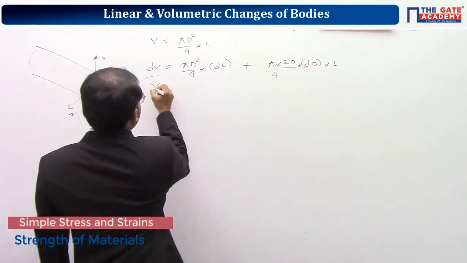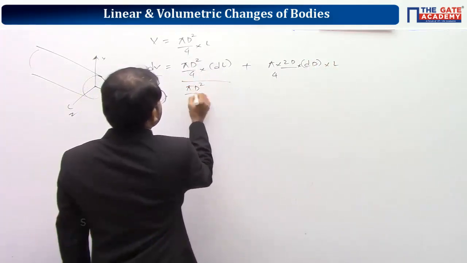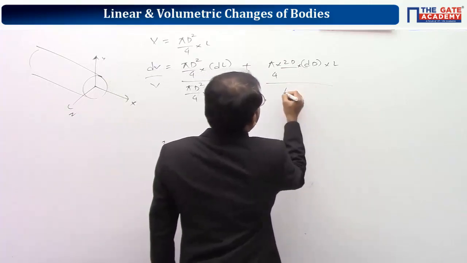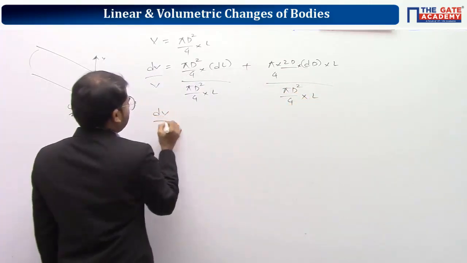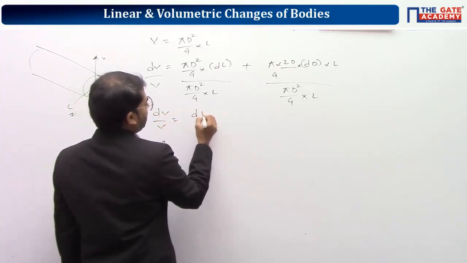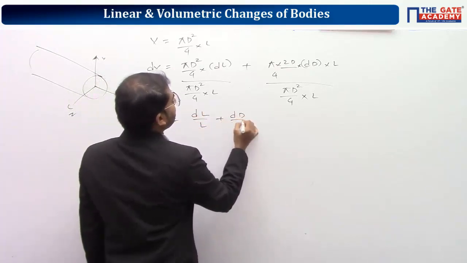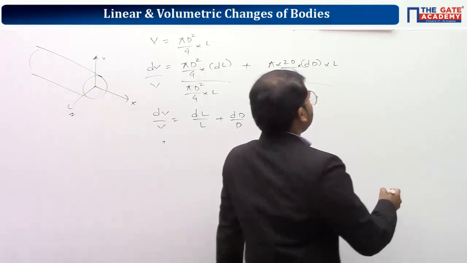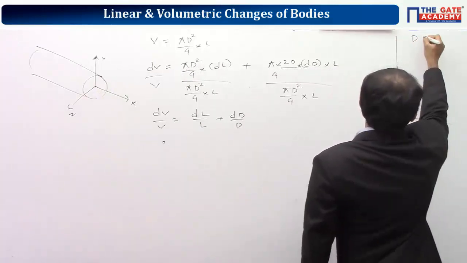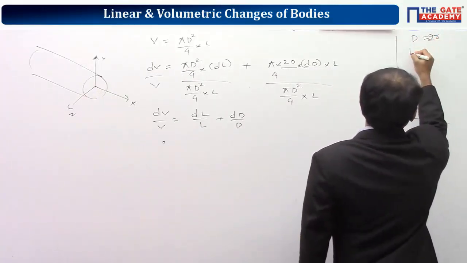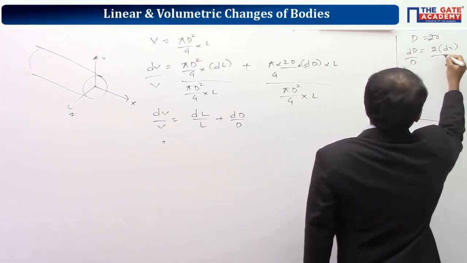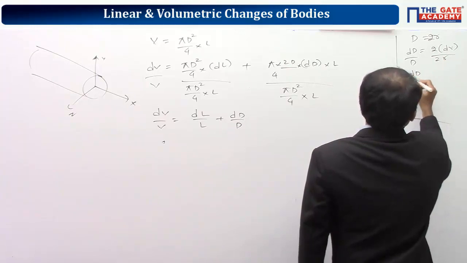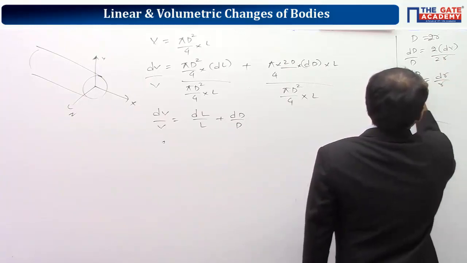So dividing by original volume on both sides, (pi d square by 4 into L) whole by (pi d square by 4 into L). If you divide, you will get dV by V as nothing but dL by L plus dD by D. Here, if you do the partial differentiation for diameter, it is twice of radius. So dD is nothing but twice of dr. If you divide by diameter on both sides, it becomes dD by D is equal to dr by r.